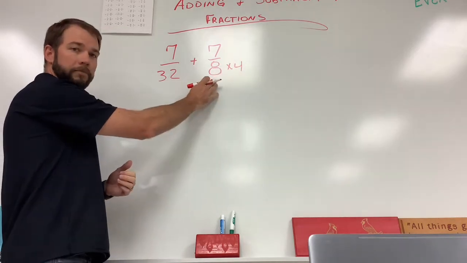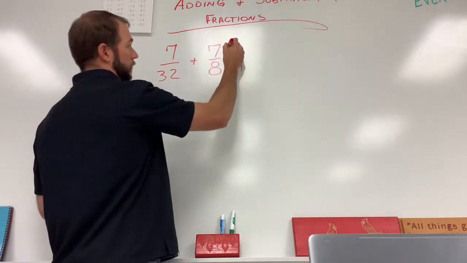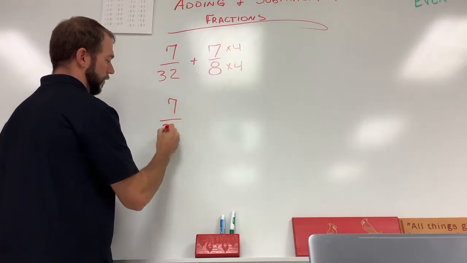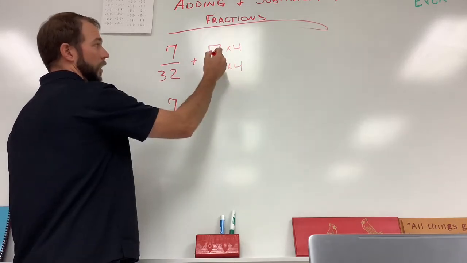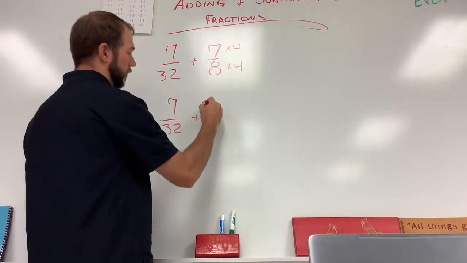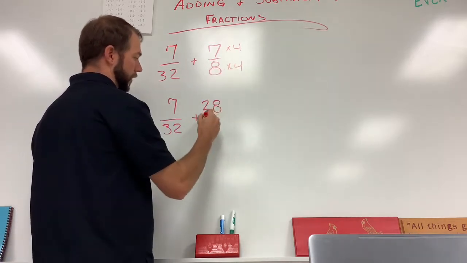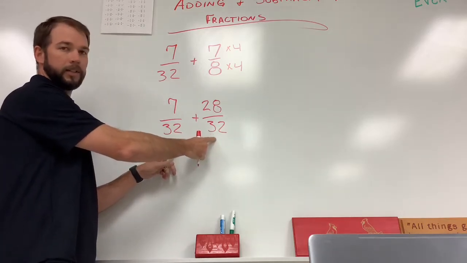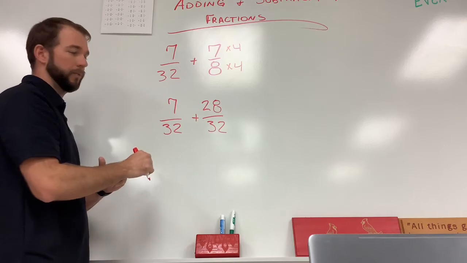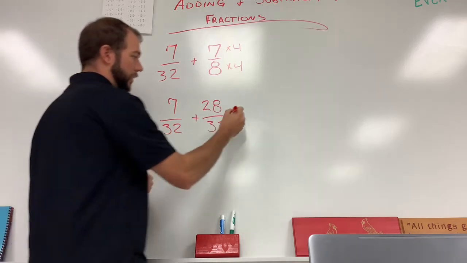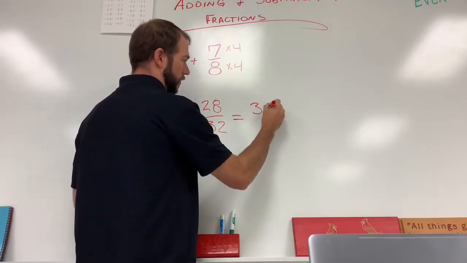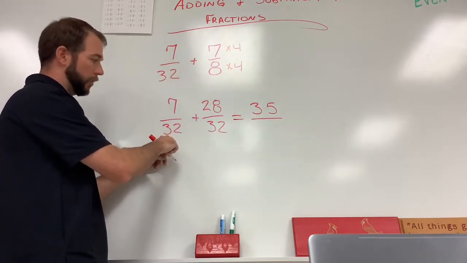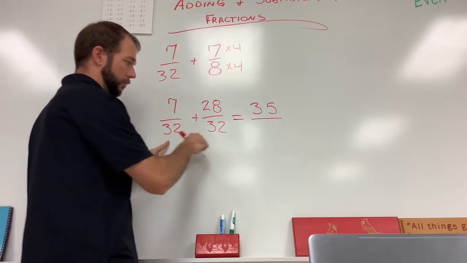And whatever you do to the bottom, you have to do to the top. So we multiply our 7 times 4 as well. So we're going to end up with 7 over 32 plus, and then 7 times 4 gives you 28. 8 times 4 gives you 32. So now our bottom numbers are the same. We have a common denominator. Now we just add our top numbers. So 7 plus 28 gives us 35. Our 32, we don't add that together, we don't multiply that together, that stays the same. So we're just going to bring that over.